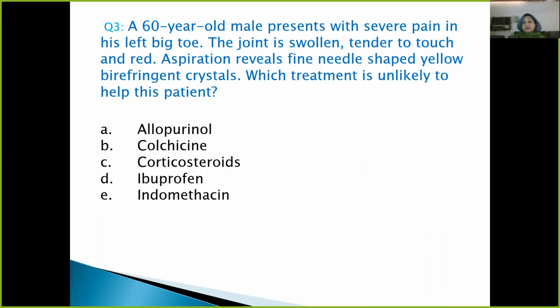Next question. A 60-year-old male presents with severe pain in his left big toe. The joint is swollen, tender to touch, and red. Aspiration reveals fine needle-shaped yellow birefringent crystals. Exactly. Allopurinol.